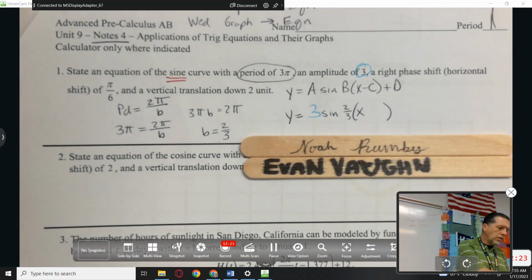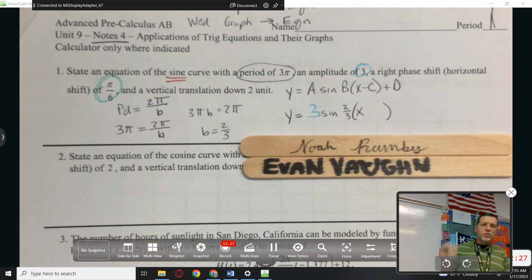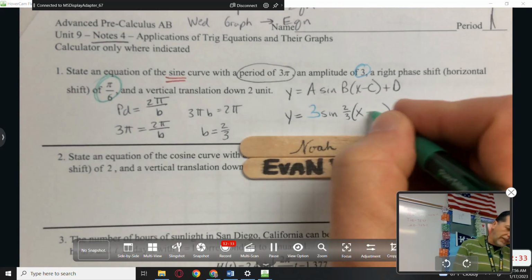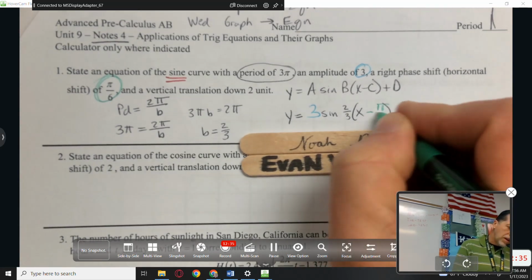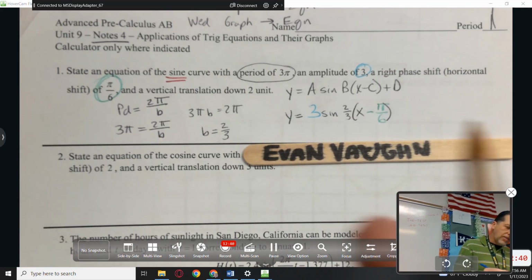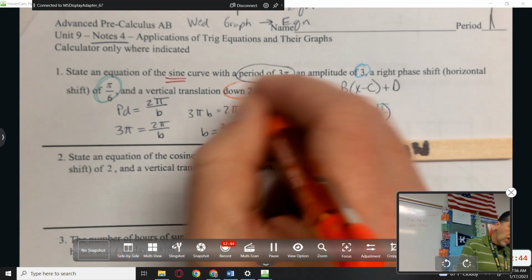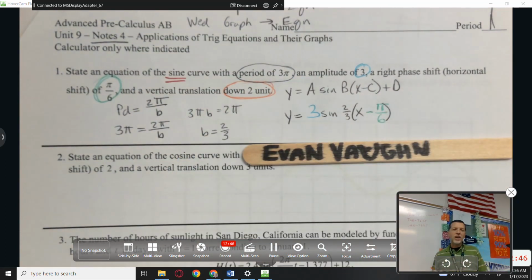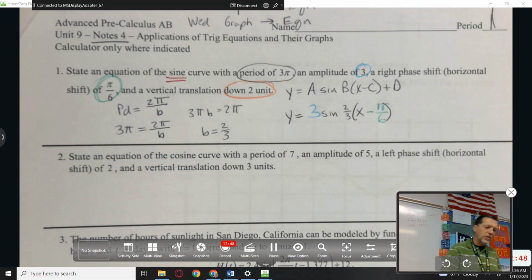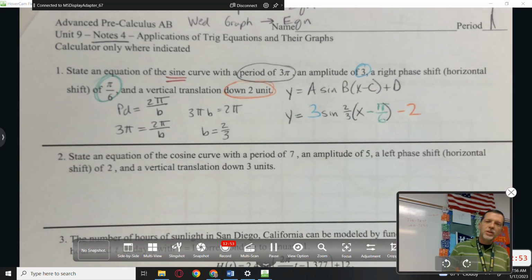Noah, we have a right phase shift of pi over 6. So what do I do with that in terms of the equation? Good. X minus pi over 6. And Evan, we have a vertical shift of down 2. So where does that go, or how do I make that show up in the equation? Just do -2, like all the way to the right. Good, -2 at the end.